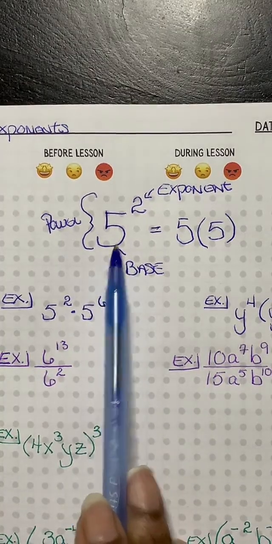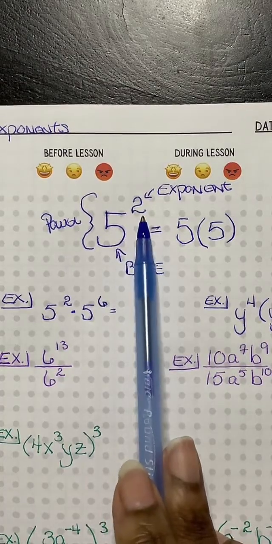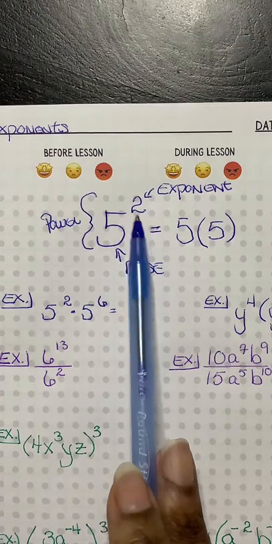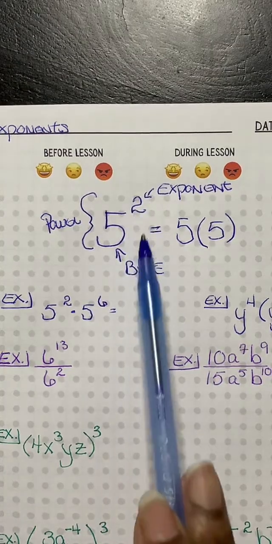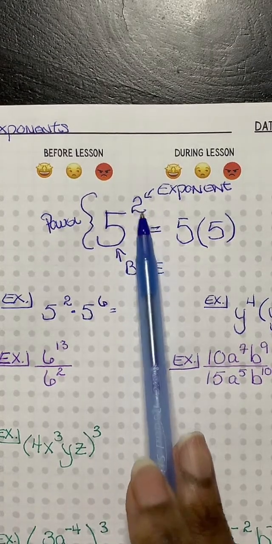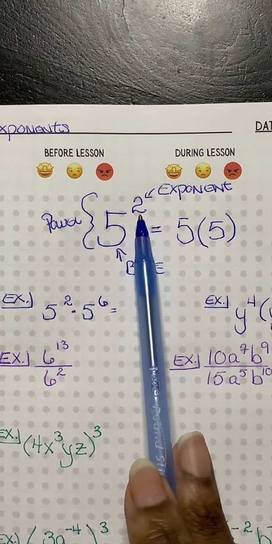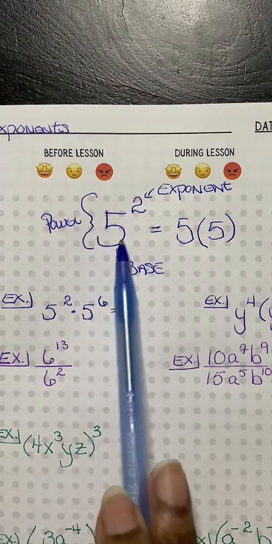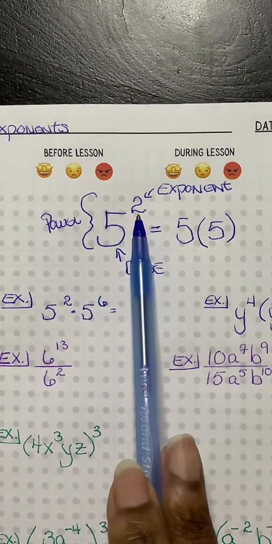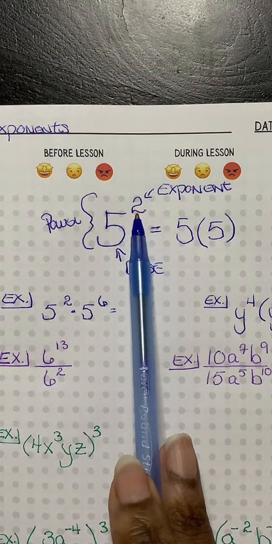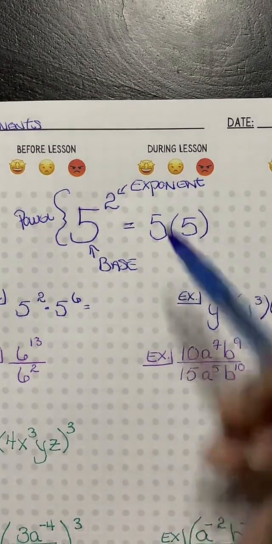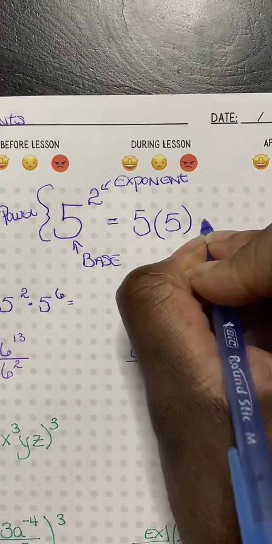So if it's 5 to the second power, it does not mean 5 times 2. All right? Anytime you see a number that's being raised, you are basically multiplying this base by itself the number of times represented by your exponent, okay? So we know that 5 to the second power is equivalent to 25.